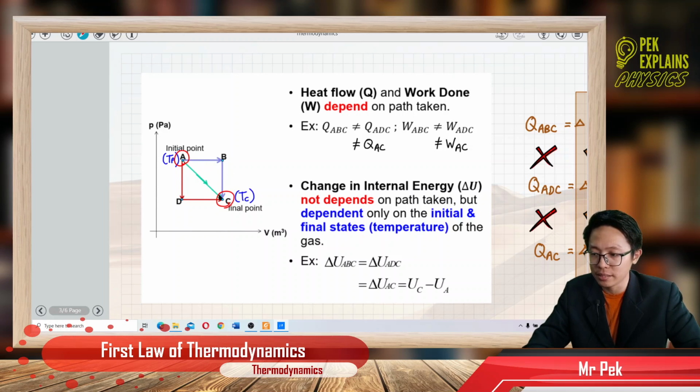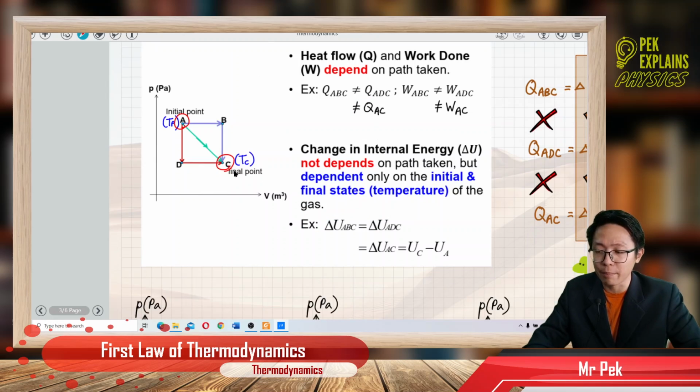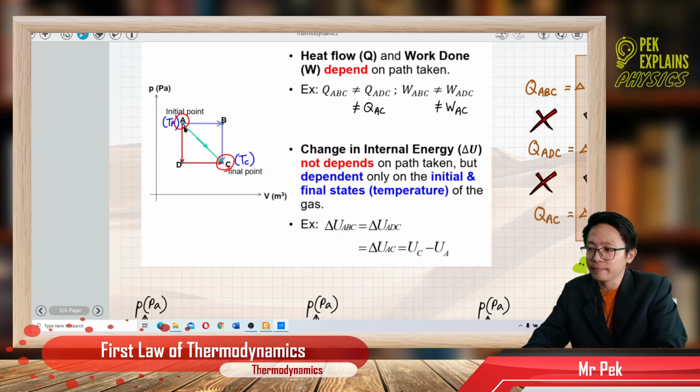No matter if it's ABC or ADC or AC, the change in internal energy is always the same, as you can see here. The change in internal energy for ABC, ADC, and AC is the same. Why the same? Because it is just the final temperature minus the initial temperature, or the final internal energy minus the initial internal energy.